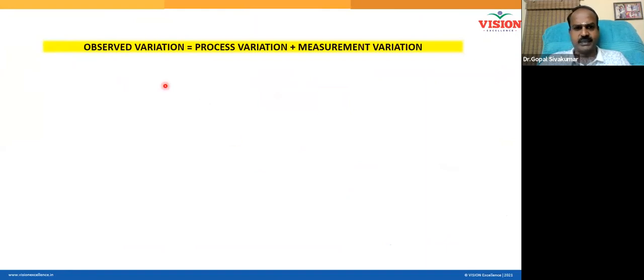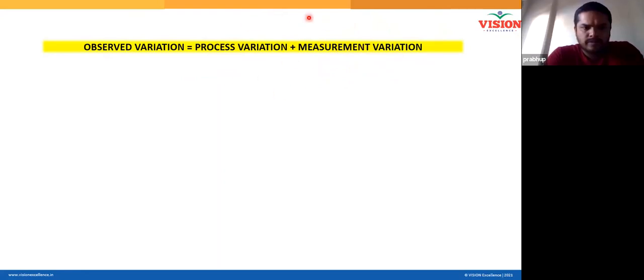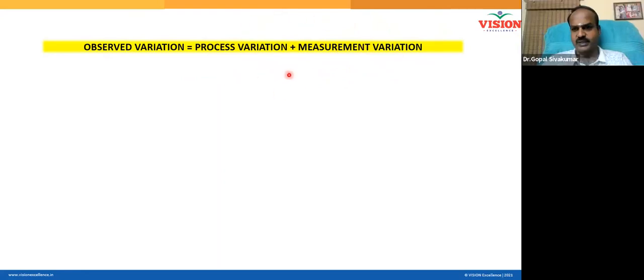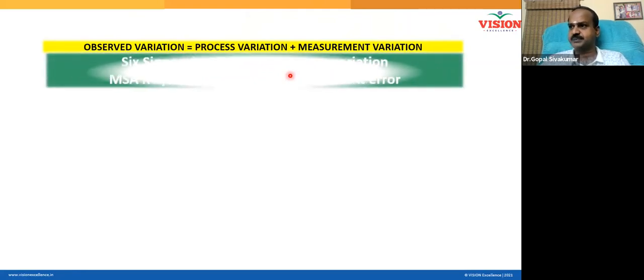Any moment, any time, in any project you collect the data, your data will have variation. Variation can be due to the process itself. This is what is your problem. This is what you are going to control. But in addition to the process variation, which is the real problem, sometimes the measurement system will also bring about some variation. So that should be controlled properly. Then only you will be able to get a clear picture of the process variation, right?